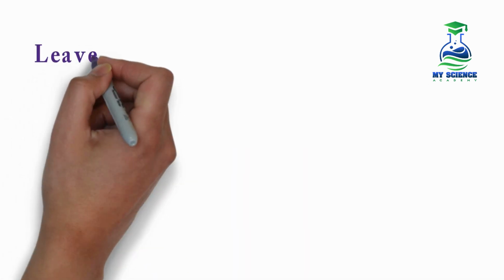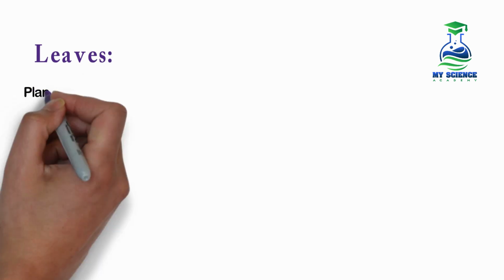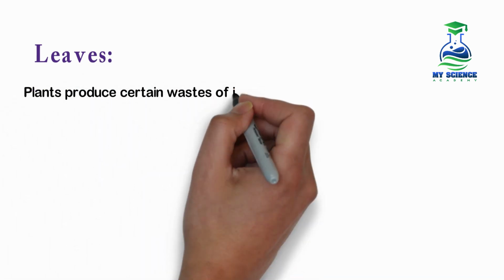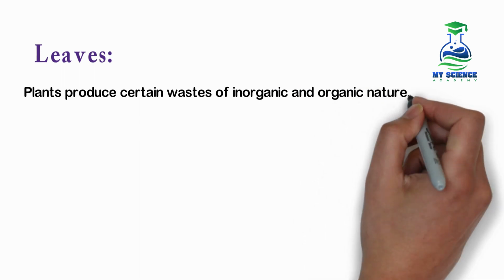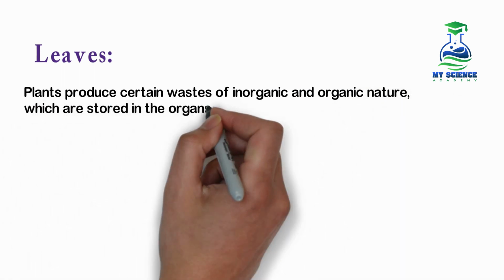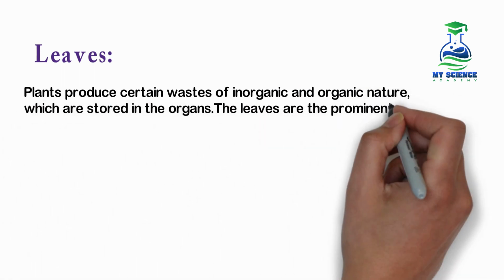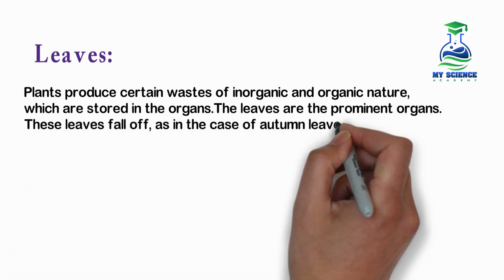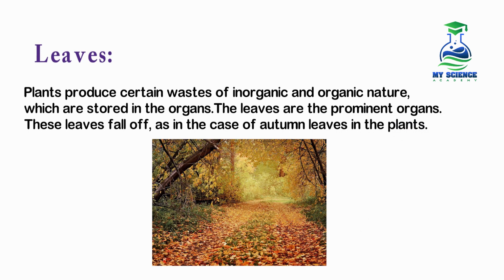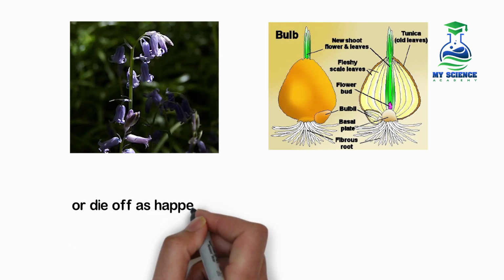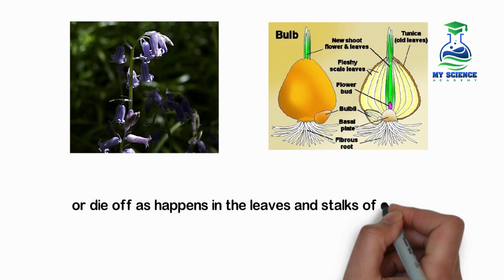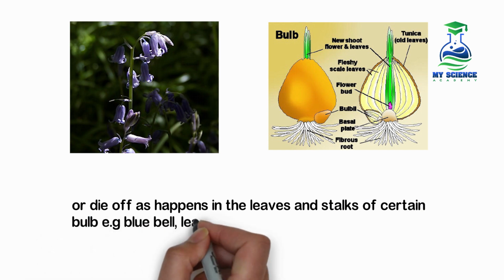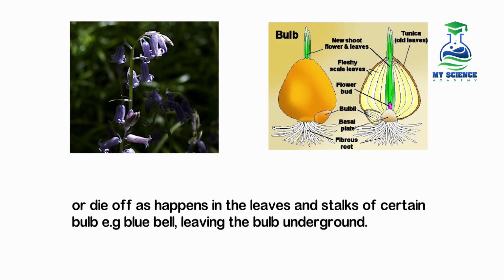Then we will see excretion through the leaves. Plants produce certain waste of inorganic and organic nature which are stored in the organs. The leaves are those prominent organs. These leaves fall off as in the case of autumn leaves in the plants. So in this way the plants get rid of wasteful material through the falling off leaves. Or die off as happens in the leaves and stalks of certain bulbs. An example is the bluebell, leaving the bulb underground.